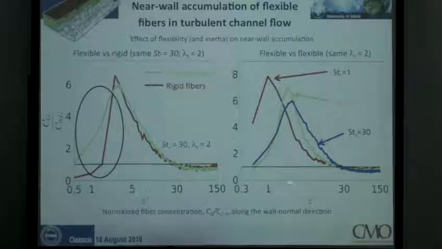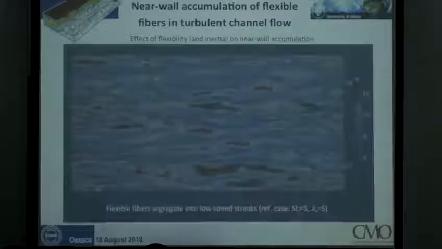So if you compare what different sets of flexible fibers do as you increase the inertia of each element, then you can see that the peak is shifting away from the wall. The inertia of the fibers is high enough to push them a little bit away from the wall, and the peak is also slightly decreasing.